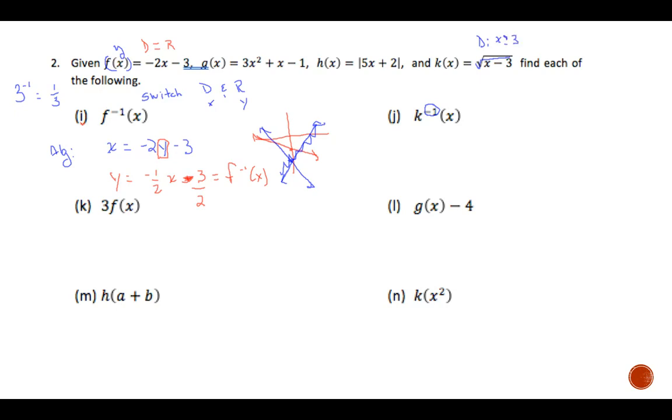Think about why that would be true, right? When you put 3 in here, 3 minus 3 is 0, and the square root of 0 is 0. So the range is y is greater than or equal to 0. For the inverse, after I do the algebra, you need to make sure that the domain is not all real numbers. The new domain is the old range.